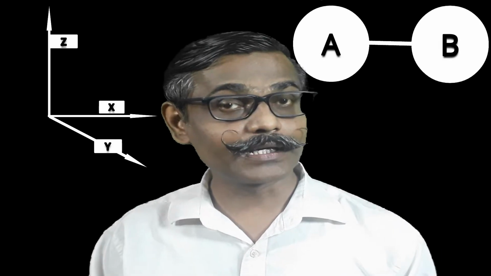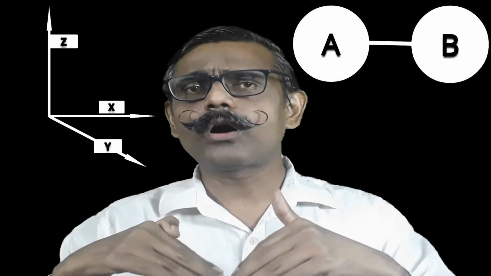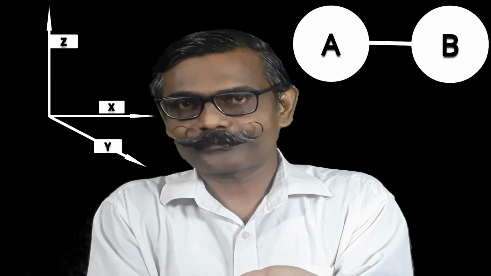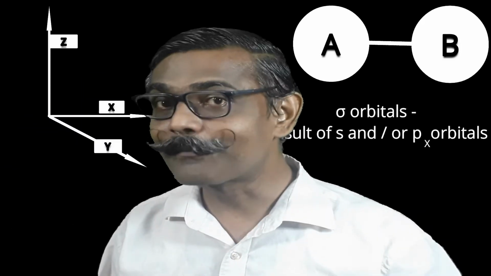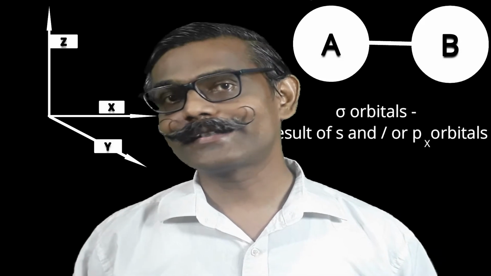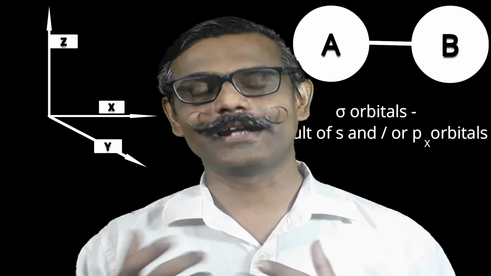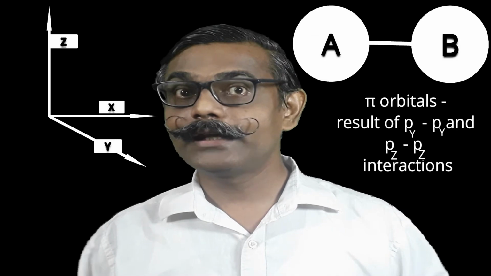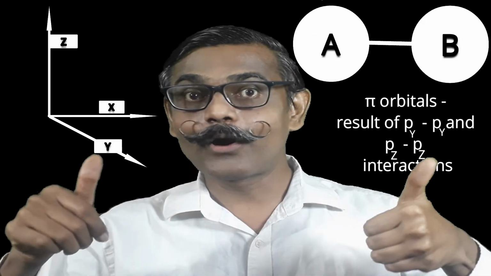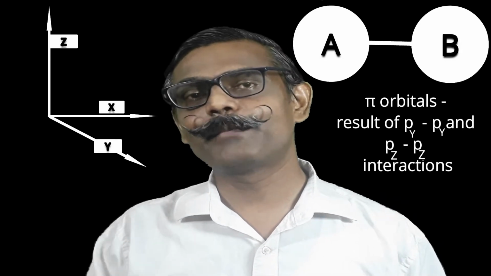Now, the similarity I mentioned between the s orbital and px orbital is that they are symmetric along the axis, so the orbitals or bonds resulting from them we consider as sigma. A small sigma will be the representation for that. If the orbitals are pz or py, then if I rotate around the bonding axis, the symmetry is different, and that different symmetry we represent by pi.